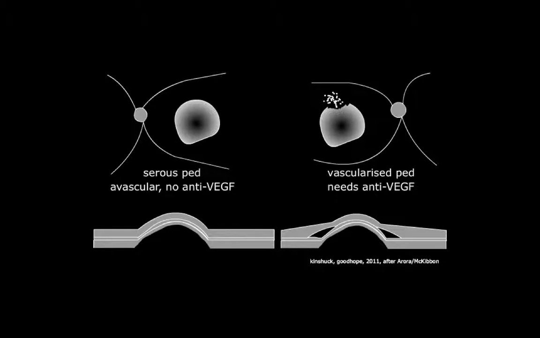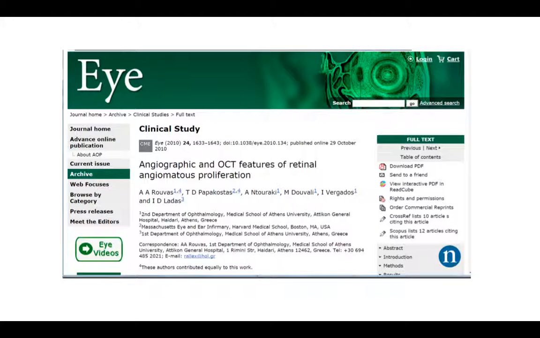And that's a good way to put it. So on the left-hand side, you've got a serous PED, which is avascular, so we wouldn't use anti-VEGF on that, but in the other one it's vascularized, so anti-VEGF could work to antagonize the neovascularization. So you've got the intraretinal fluid as well as the PED.